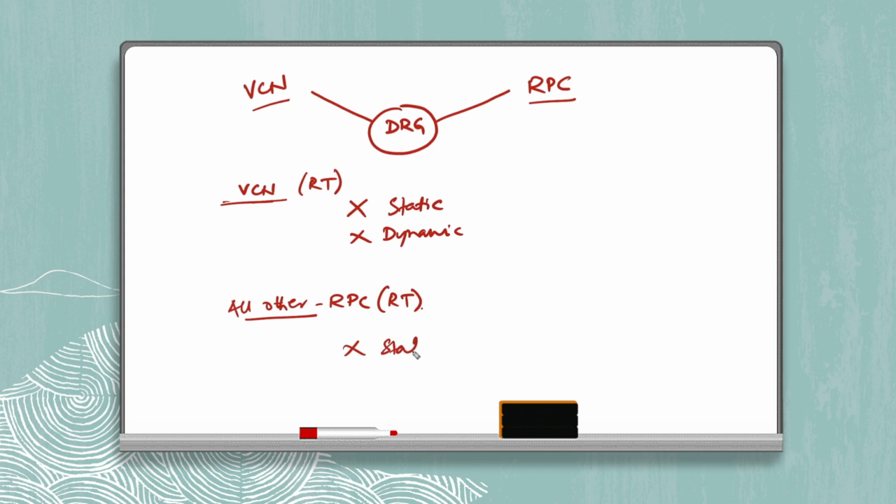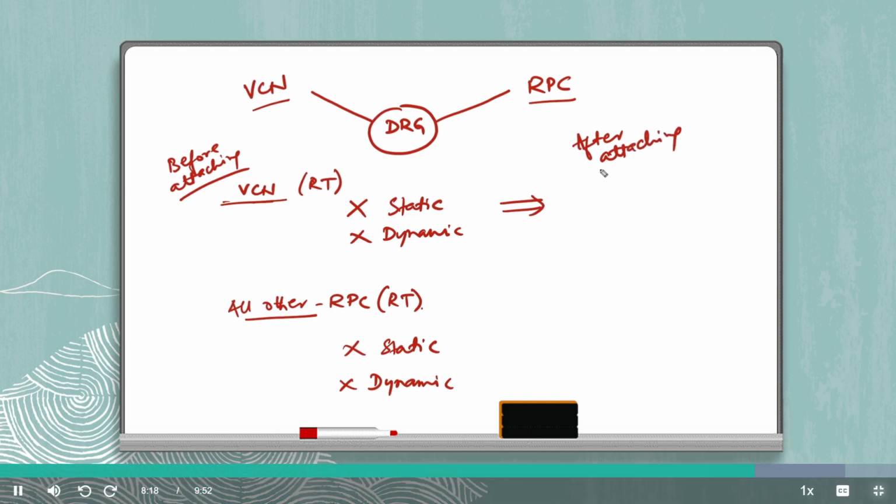So even in this case, there is no static and there is going to be no dynamic routes. So this side is before attachment. How does the route table look like? And this side is after attaching the VCN and RPC. How is it going to look like?